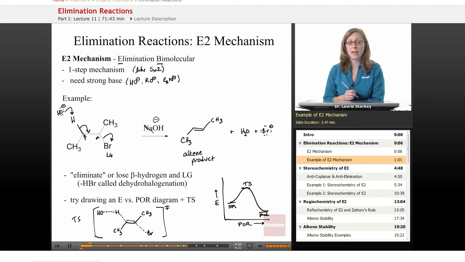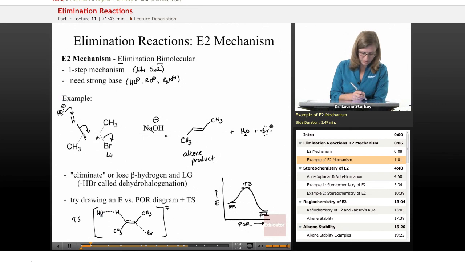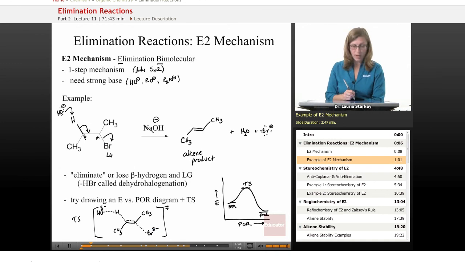And how about any partial charges that we need to account for in our transition state? In our starting materials, our oxygen is negatively charged, but it's neutral in the product, so that charge is disappearing. We have a partial minus on the oxygen. And our bromine starts out neutral but ends up as bromide, so we have a negative charge developing on the bromide. So that's what our transition state looks like for the E2 elimination mechanism.